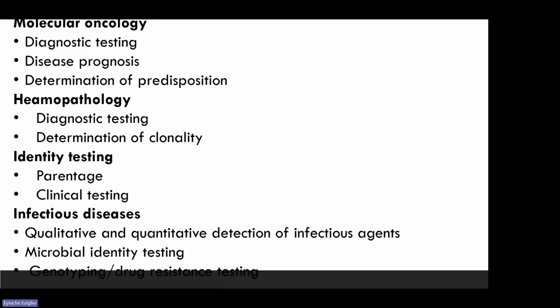Okay, in molecular oncology, you can use it in diagnostic testing, disease prognosis, determination of predisposition, like in all these malignancies, leukemias. You can use it in hemopathology: diagnostic testing, determination of clonality, identity testing, parentage clinical testing, infectious diseases, qualitative and quantitative detection of infectious agents, microbial identity testing, genotype and drug resistance. I think it's the same part.